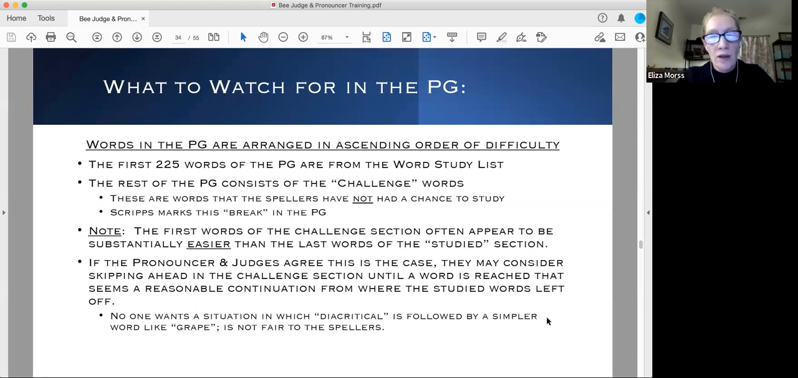So I would strongly suggest that judges and pronouncers decide ahead of time where in the challenge section you want to restart once you enter there. But with careful consideration, usually it's around 10 words. As I said here, no one wants a situation in which diacritical is followed by great, because it's not fair to the spellers. So that's just something to keep in mind. That's one situation in which skipping is very, very valid. But again, skipping ahead, not skipping back.